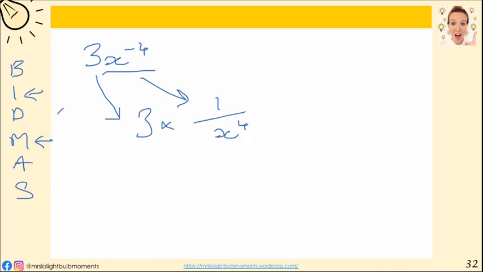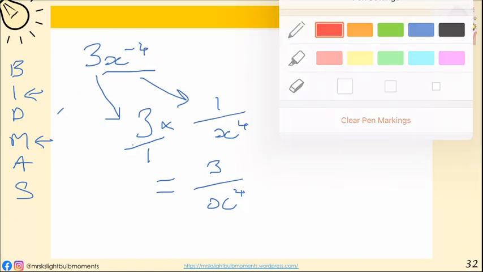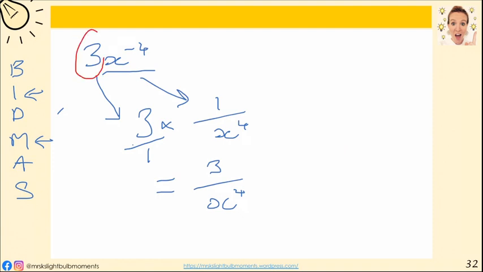3 lots of 1 over x to the power of 4 is just 3 over x to the power of 4. That's because we could write an imaginary 1 underneath this and make it into a fraction, and then just do your fraction rules. 3 times 1, 1 times x to the power of 4. Okay, but sometimes it's worth remembering that if there's a coefficient in front of the letter and power, then it goes on top. So rather than 1 over, that's become 3 over x to the power of 4.